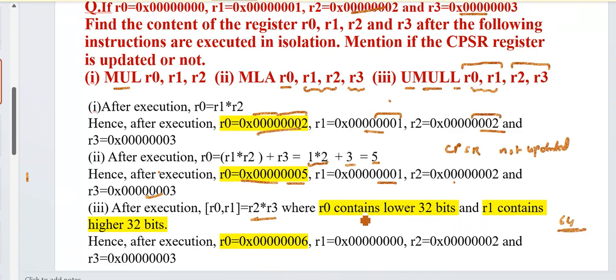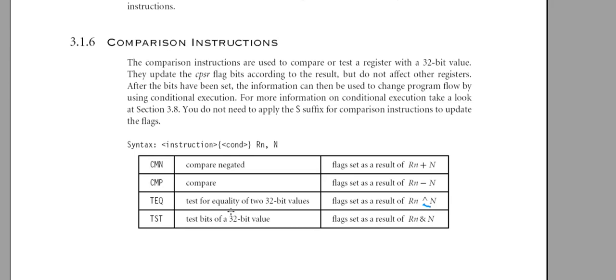Out of that, in R0 we have 6. R1 holds the upper part, and R0 the lower part. I think you have to check whether this is the lower or the upper. The lower 32 bits are in R0 and the upper 32 bits in R1. I will confirm this. Let me check that in the instruction set. I have a doubt here.